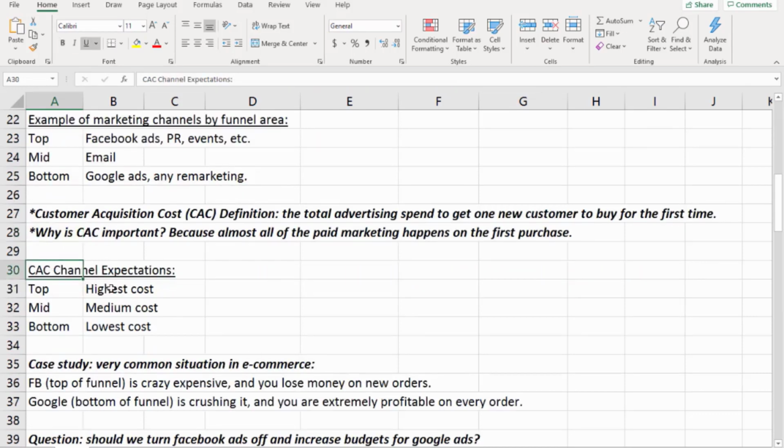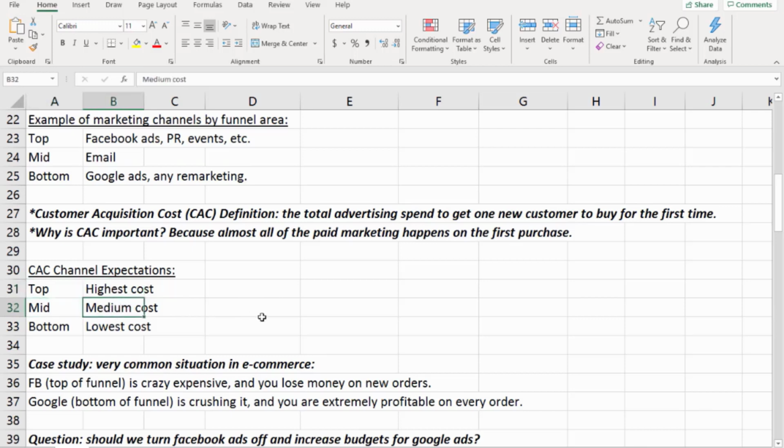So, customer acquisition cost expectations. Let's think about the funnel. The top of the funnel is always going to have the highest customer acquisition cost. And that's kind of obvious, because let's say you're marketing to people who don't know about your brand. Well, you're going to have to market to a lot more people to get one of them through your funnel or to get one of them to purchase, because these people are cold. They don't know who you are. So you're going to have the highest CAC at the top of the funnel.